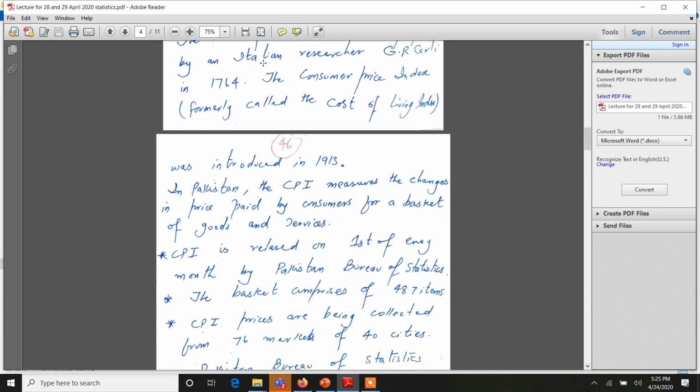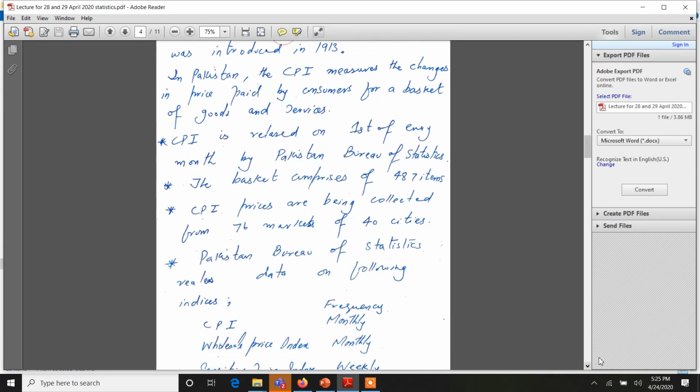Now in economics, we frequently see the consumer price index, which is used to analyze inflation or price level changes in different countries. It was introduced in the year 1913. For different countries, the basket of goods used to calculate the consumer price index is different because, for example, in Pakistan, people may be consuming different types of products or goods. In another country, let's say the USA, different products will be in the basket.